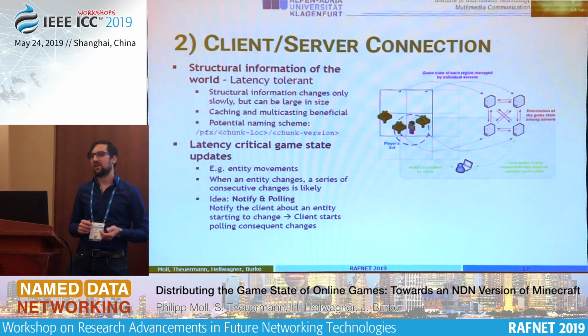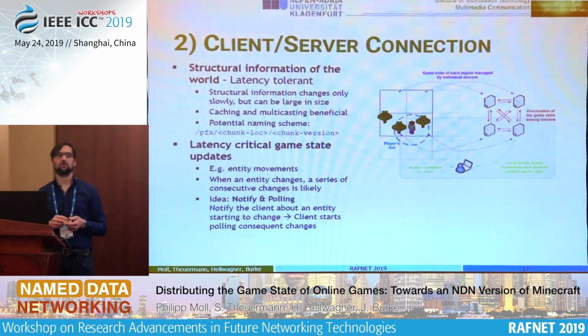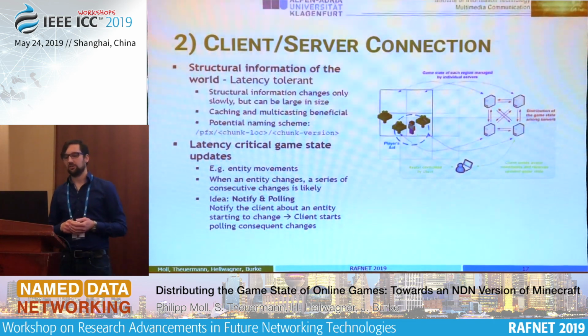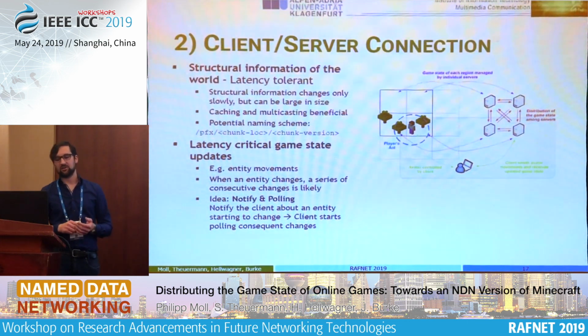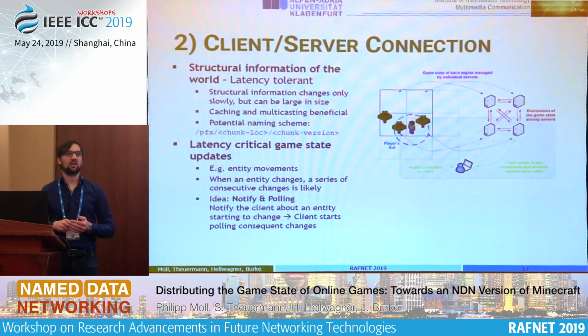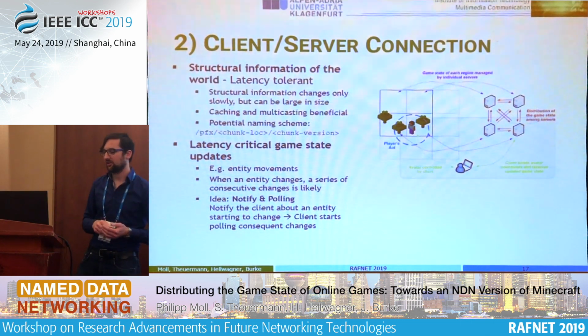So for the client-server connection, we've got two different types of data. First, we have latency-tolerant data, which is the structural information of the game world, which only changes seldom. This is why we think that for the latency-tolerant data, online games can benefit from in-network caching and also from multicasting. And the second type of data we have is latency-critical game state data, which is mainly caused by entity movements and things like that.